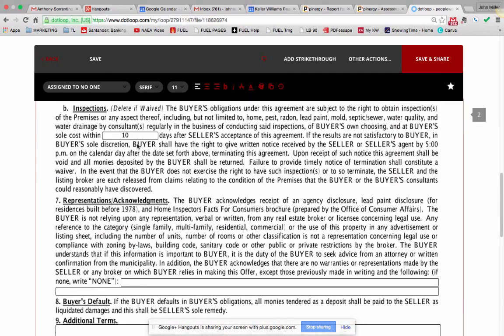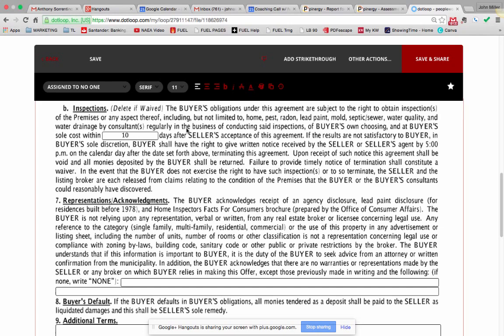That's good. Inspections are typically 10 days. 7 to 10 days is what I've seen. Again, if you want to really make your offer look good, make it 5 days, 3 days. If you want the seller or the listing agent to get excited, don't make it subject to a home inspection at all.